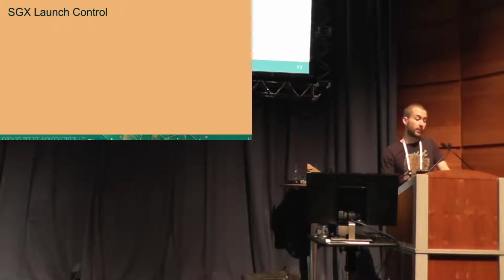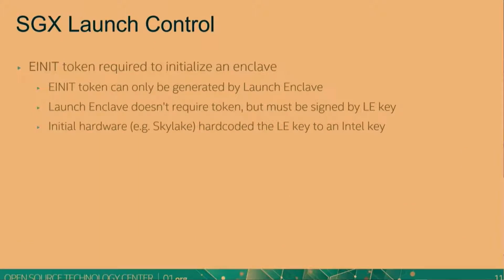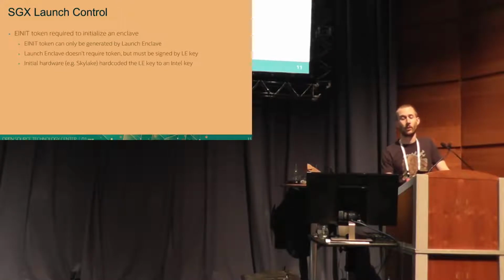The last piece of SGX that's relevant to virtualization is launch control. There's this whole mechanism, for better or worse, where you need a token to initialize an enclave. A token can only be generated by a special enclave called a launch enclave. A launch enclave itself doesn't require a token, but it has to be signed by a special key. And on initial hardware, Skylake, this key was hard-coded to an Intel key. Obviously, this did not go over well with the open source community because it meant that Intel basically had to bless all of the enclaves that you wanted to run.